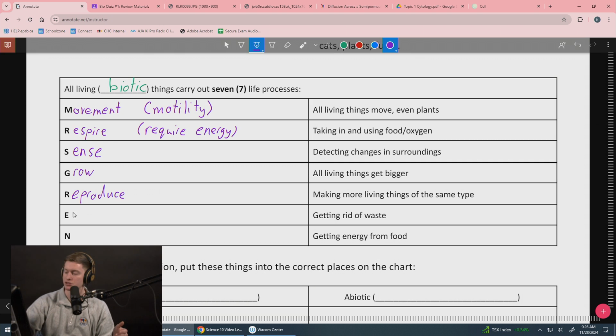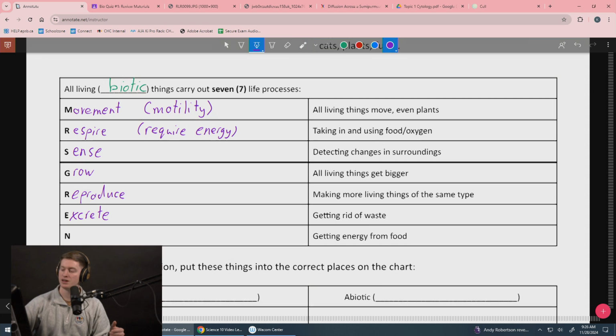All living things excrete. When you say excrete, that means that they get rid of waste. As a byproduct of the chemical reactions that take place in order to sense, in order to move, in order to grow and reproduce, there's going to be waste materials that are generated that are not useful. So all living things will have to get rid of that waste. An example of you getting rid of that waste would be breathing out carbon dioxide. That's a waste material that you make from your respiration, and you get rid of that.